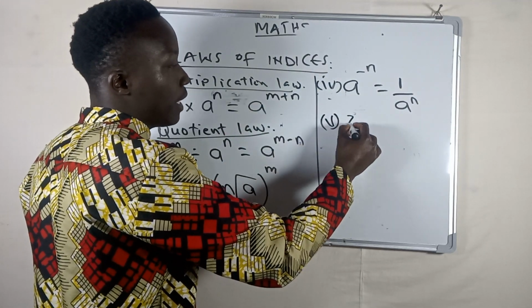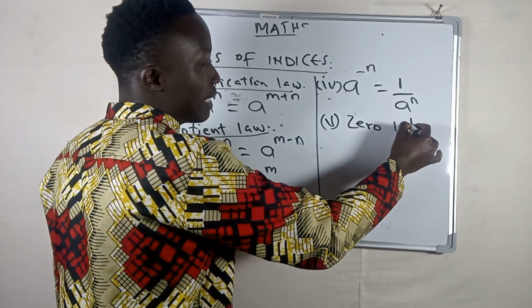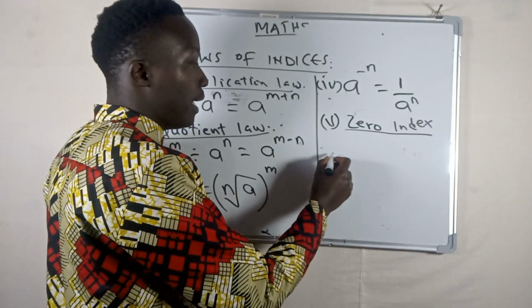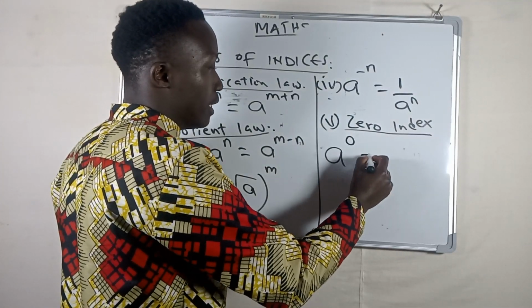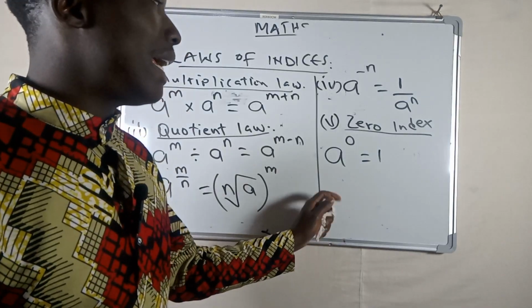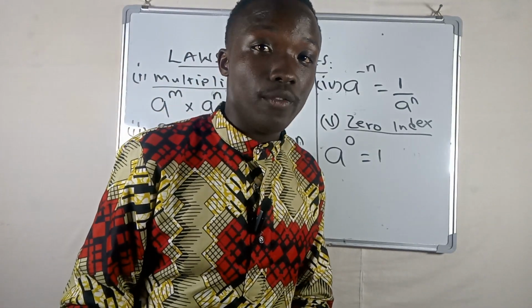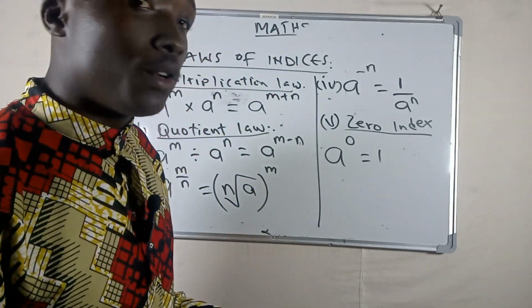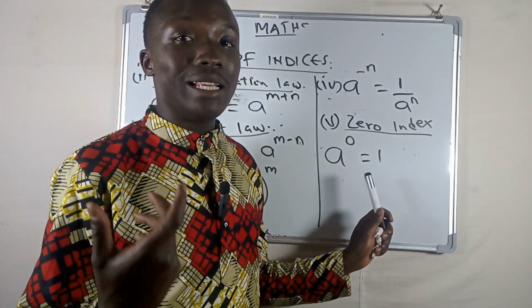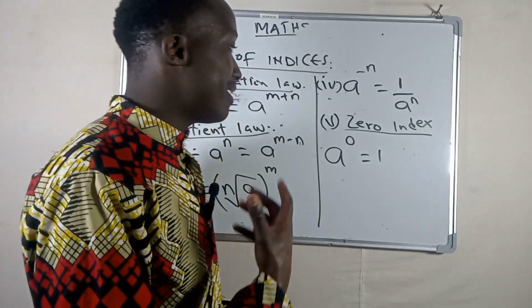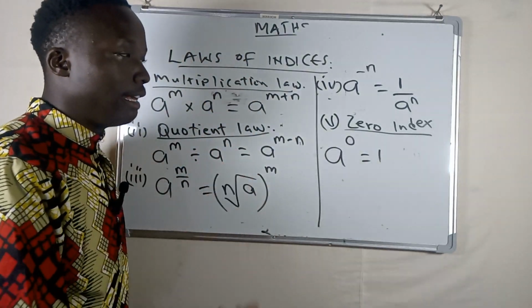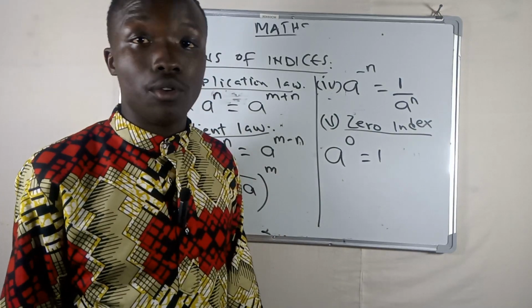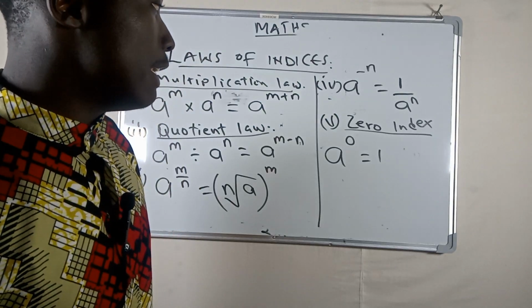Our fifth rule is what we call the zero index. The zero index simply states that a to power 0 is equal to 1. This means that any number raised to power 0 is equivalent to 1. You can attempt that using your electronic calculator, and you are going to confirm that any number raised to power 0 is 1. So these are the commonly used laws in indices, and once you are familiar with them, there is no question you are going to fail based on indices.